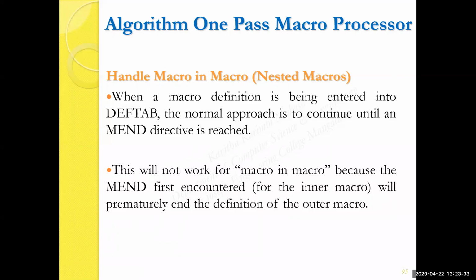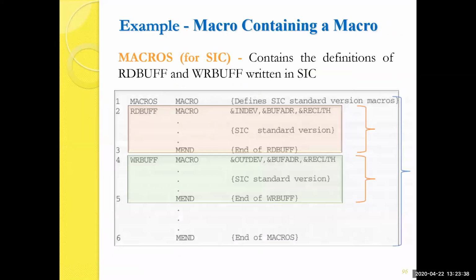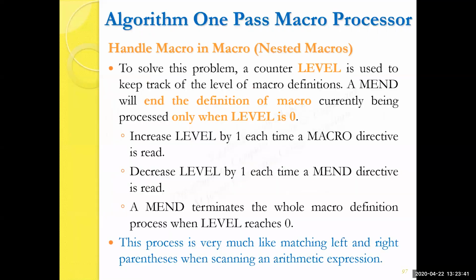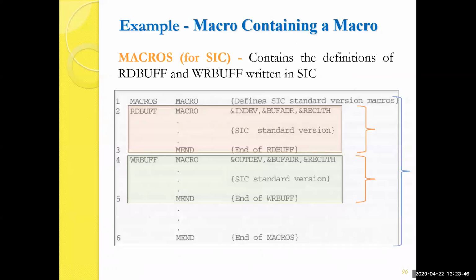So in order to handle definitions of one macro within another, a special variable, namely level, is used. Consider this example. This is a macro written for the SIC machine, which includes the definitions for reading the records and writing the records. The outer macro is named MACROS, which does not have any parameters, and it includes definitions of two macros, namely RDBUFF and WRBUFF.